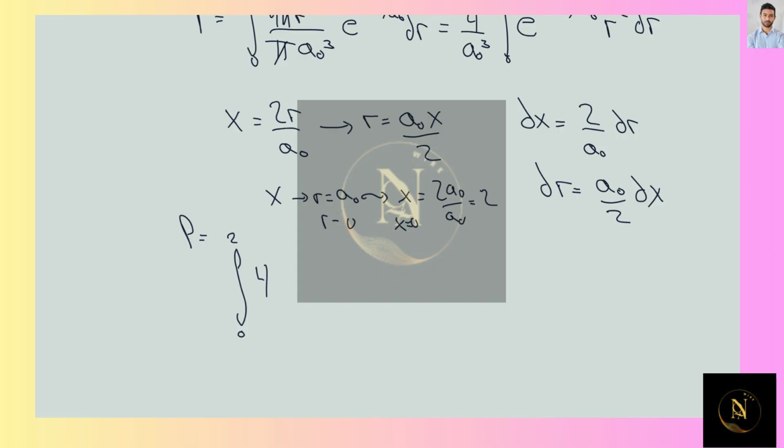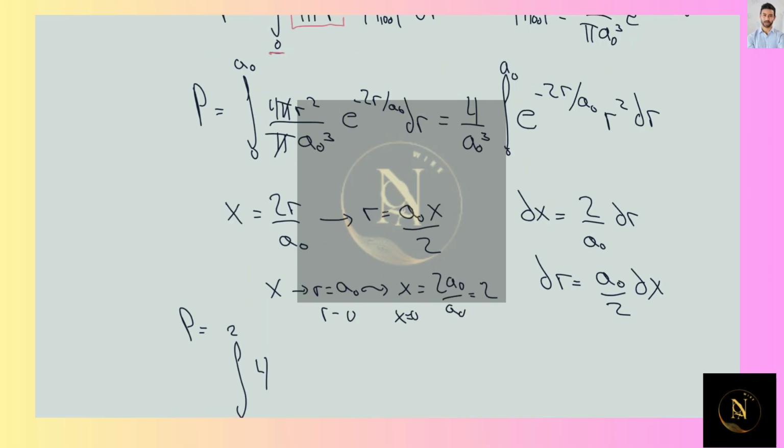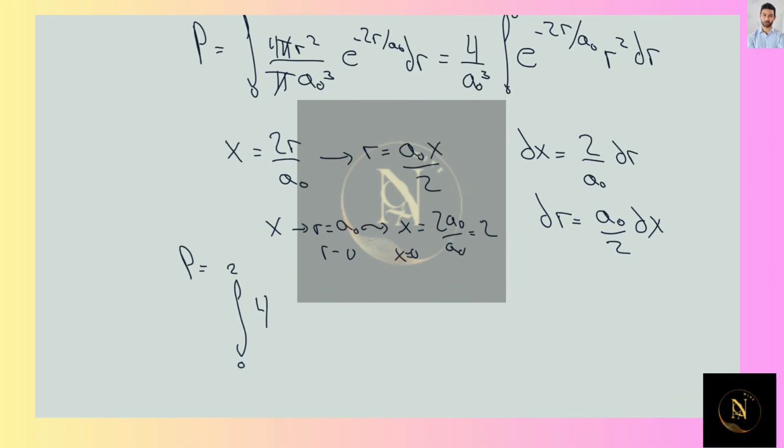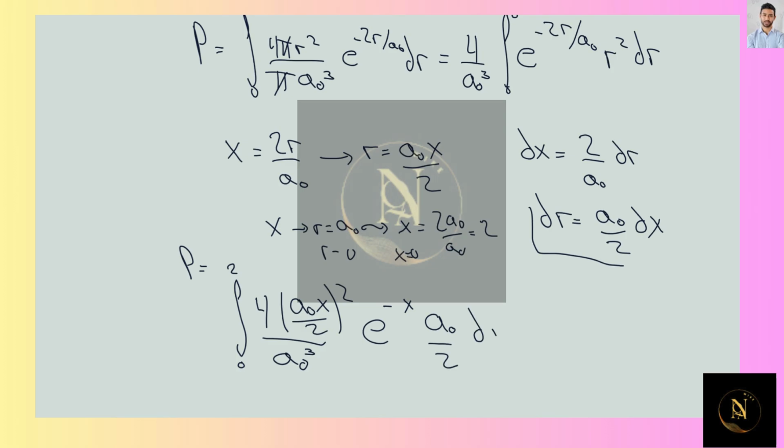So now the integral that I want to solve will become the integration from 0 to 2 of 4 times, instead of writing down my r squared, I'm going to write down the value here of a0 x over 2, 4 times a0 x over 2 squared, divided by a0 cubed times the exponential of minus x times dr, that we said was a0 over 2 times dx.